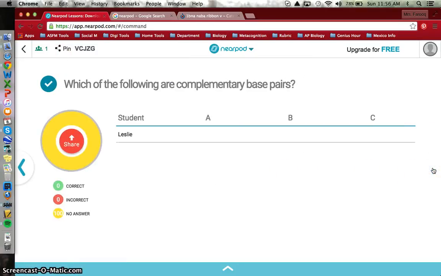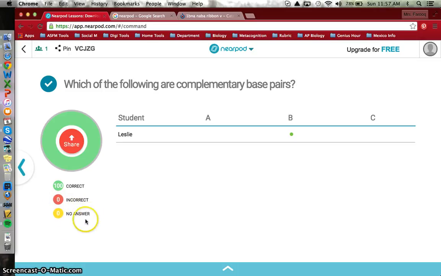Now, while I see this as the teacher, on my iPad as a student, I'm seeing the question, which of the following are complementary base pairs? I know that it's cytosine and guanine, so I hit send. It asks me to confirm. I say yes, and it says thank you. And now on the teacher screen, it shows me that Leslie, myself, answered B, and that's correct.